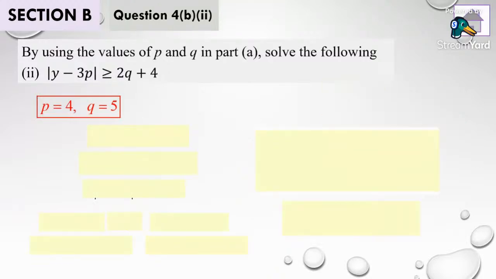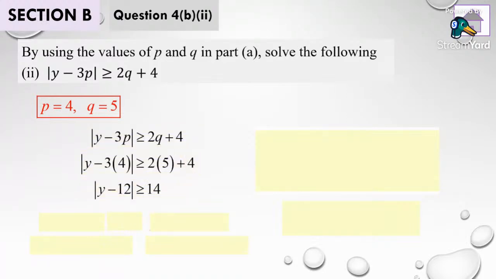Continue. For B2, same idea. Start from the inequality. We substitute the P and Q. Simplify. This is what we got: modulus of y minus 12 greater than or equal to 14. So to solve these questions, guys and girls, define the modulus. How do we define the modulus here?